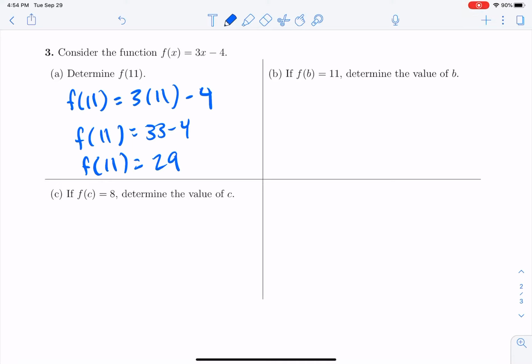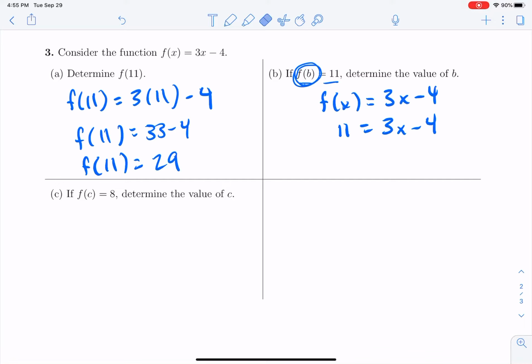Okay, for part B, if f of b equals 11, determine the value of b. Well, here I'm working in the opposite direction. Let's start with our equation. f of x equals 3x minus 4. And now I know the value of my function here. It's 11. So 11 equals 3x minus 4. What I don't know is b, or my input.